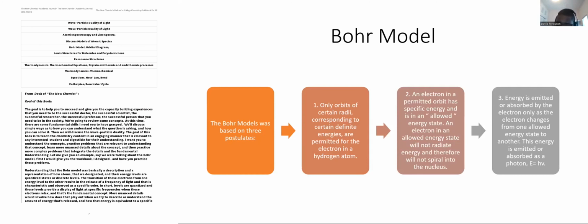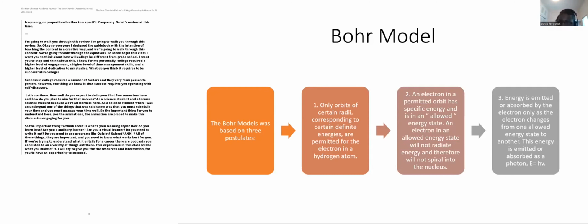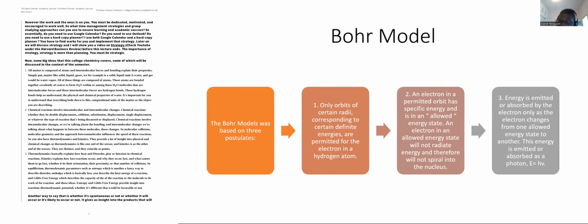Third, energy is emitted or absorbed by the electron only as the electron changes from one allowed energy state to another. This energy is emitted or absorbed as a photon, E equals h nu, and that's Planck's equation.